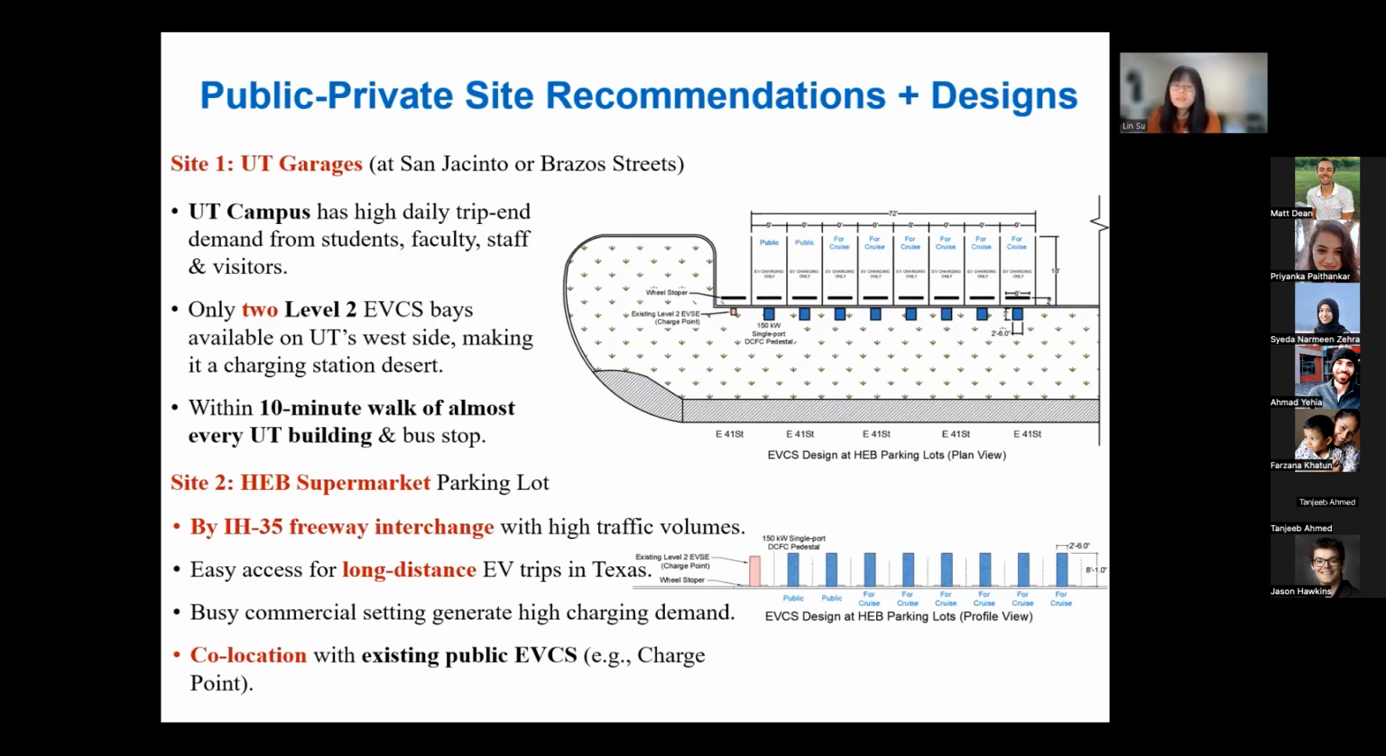Studies have consistently recommended locating charging stations along major highways where charging demand is typically heavy, thus achieving profit maximization. There's already a level 2 charging station located here, so it's a good site to co-locate a new EV charging station to try public-private collaboration.